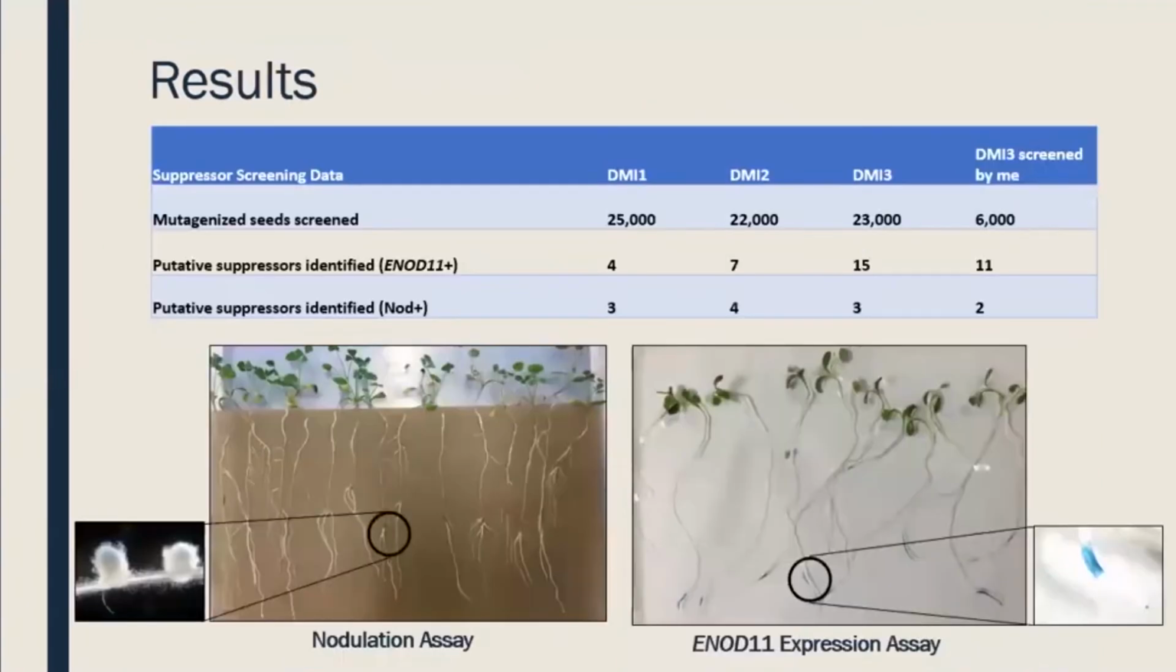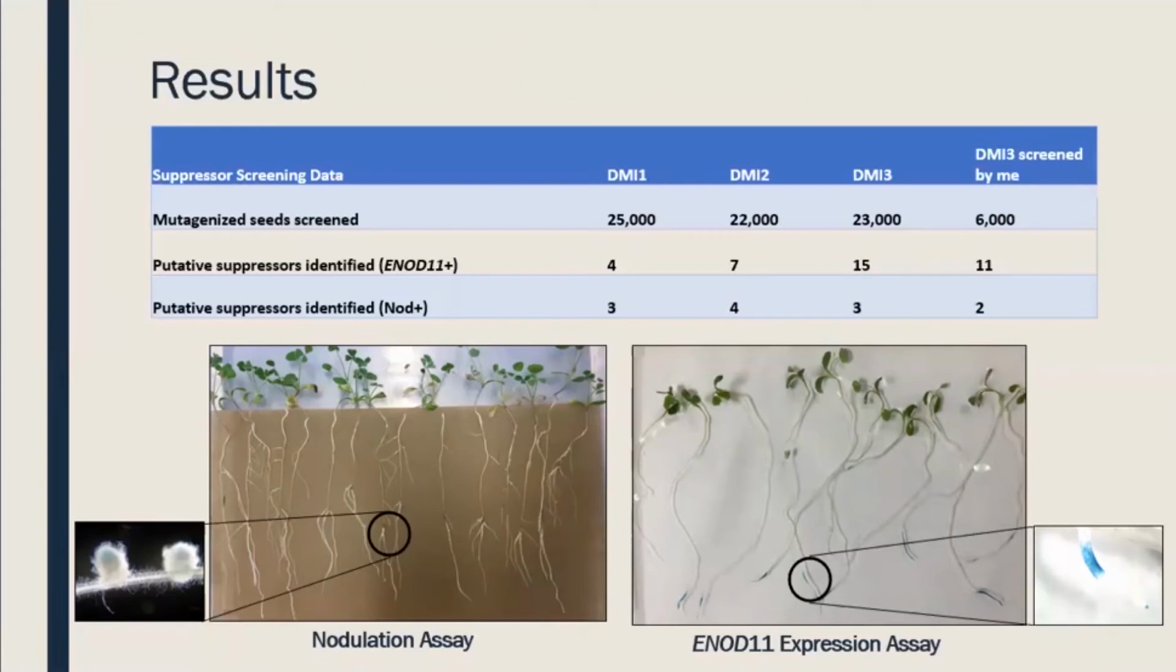In the previous slide, I mentioned two phenotypes that we screened for, nodulation and E011 expression. In this picture below, you can see those two phenotypes mentioned. We have nodules on the left side and E011 expression on the right side.